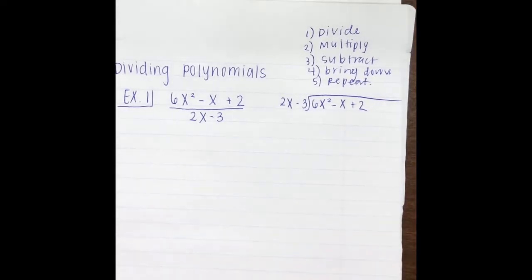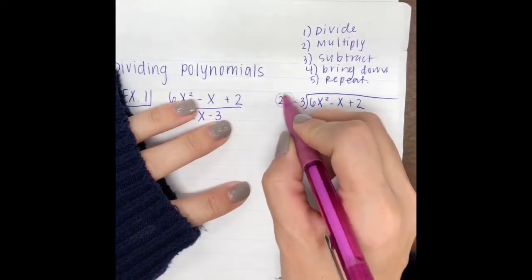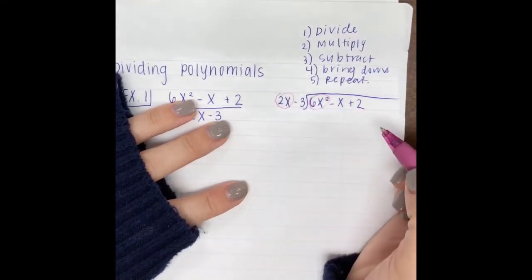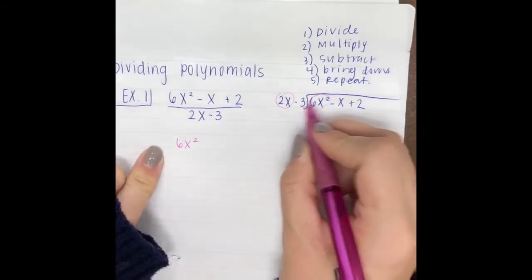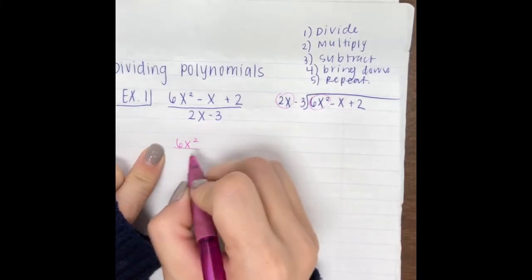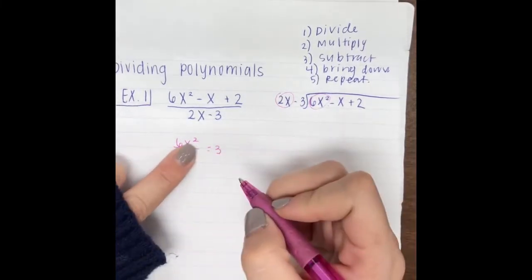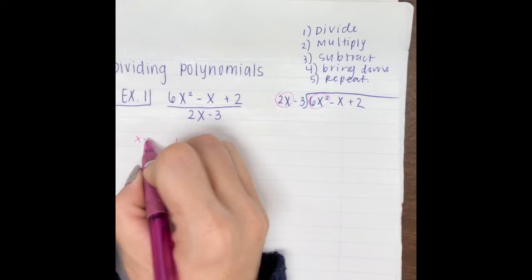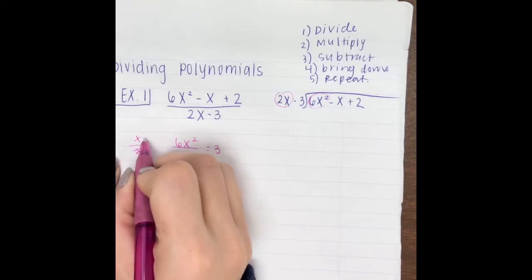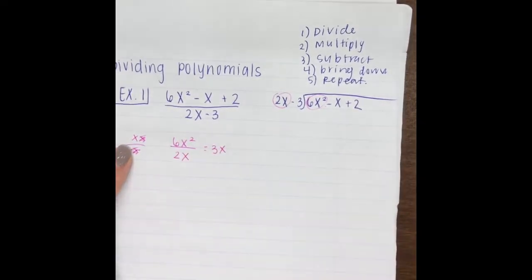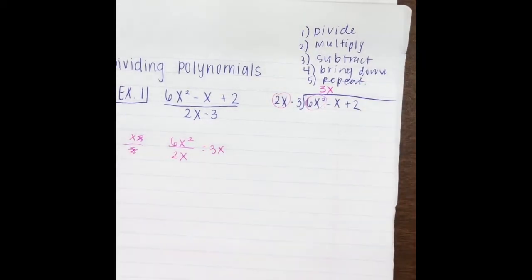Okay, so step 1, divide the leaders. So this is the leading term on the outside, and this is my leading term on the inside. So I'm going to divide those. It's always the inside term divided by the outside one. Okay, so 6x squared divided by 2x. 6 divided by 2 is 3. And then if you have 2 x's on top and 1 on the bottom, 1 can cancel out 1, leaving you just 1x, okay? So we get 3x is the first part of our answer.